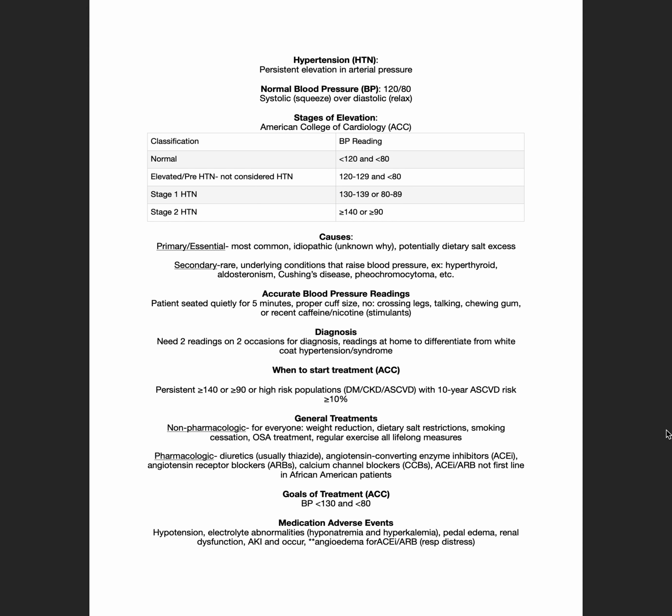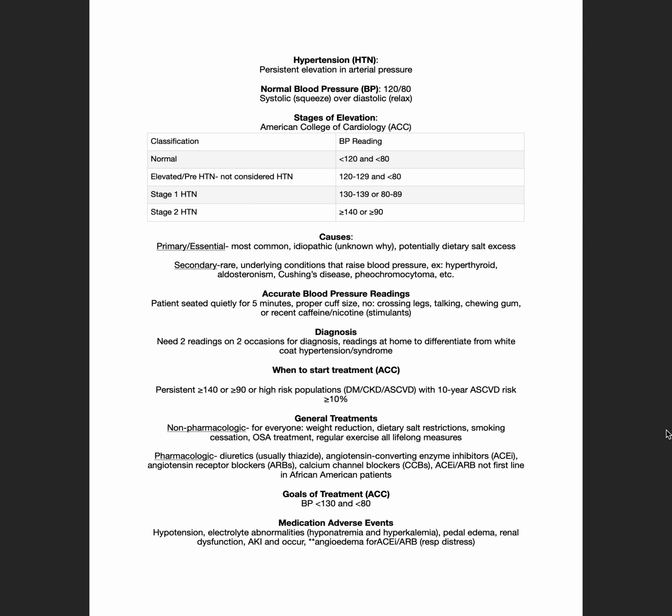Typically, this is going to be a diuretic, such as a thiazide diuretic. You can also have angiotensin-converting enzyme inhibitors called ACEIs, or angiotensin receptor blockers called ARBs. You can also have calcium channel blockers, or CCBs. You should note that ACEIs and ARBs are not first-line treatment in African American patients. This is due to the increased risk of stroke.